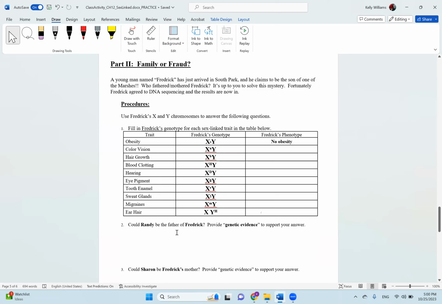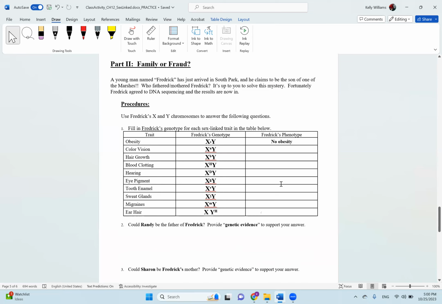Once you are done with that, you are going to decide whether Randy could be the father or whether Sharon could be the mother. Keep in mind, for Randy to be the father of a son, the only thing he's giving his son is the Y. So the only one you care about to answer this first question is the last one here. Does that match up with Randy? Yes or no? And for the mom, she's giving him an X, right? It's his only X.